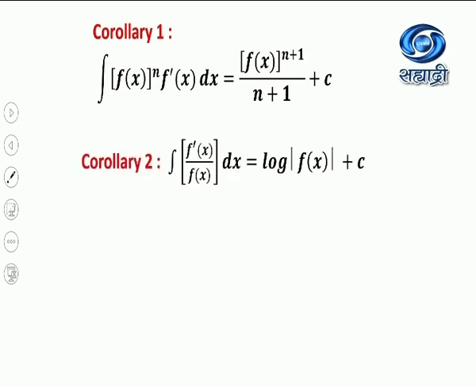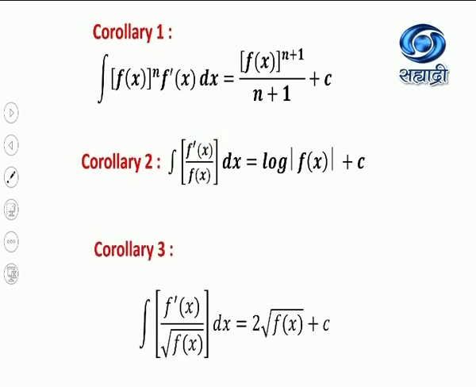Next corollary, integration f dash of x upon f of x dx. Note that the function is in the denominator but the derivative of the same function is in the numerator. So the answer will be log mod f of x plus c. Similarly, integration f dash of x upon root f of x dx is 2 root f of x plus c. Again, your numerator has the derivative of the function in the denominator, upon root f of x. So, 2 root f of x plus c.